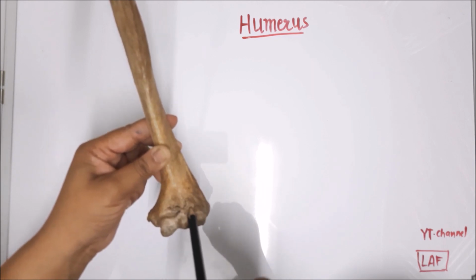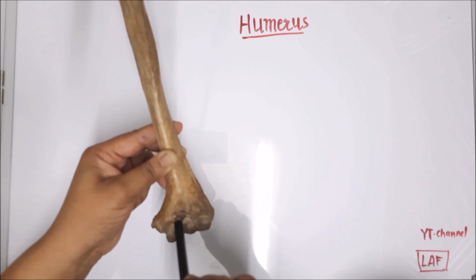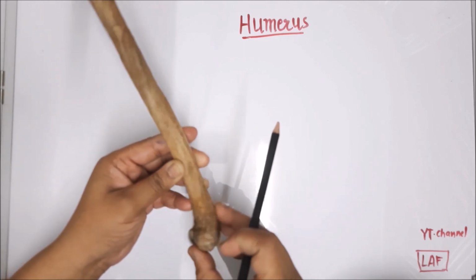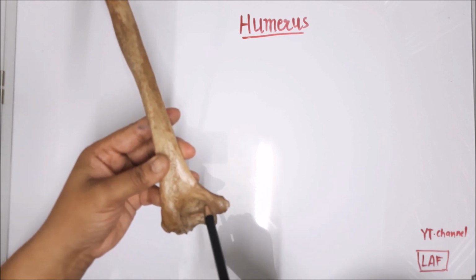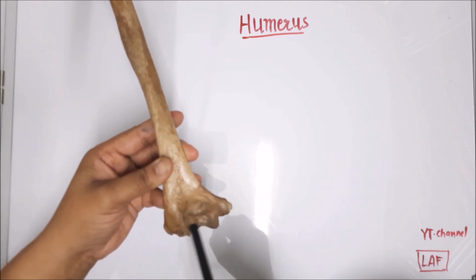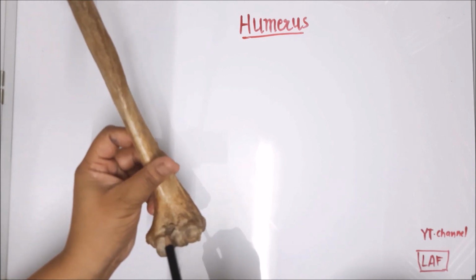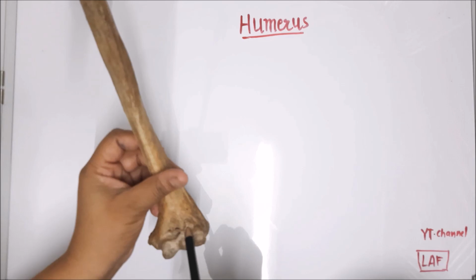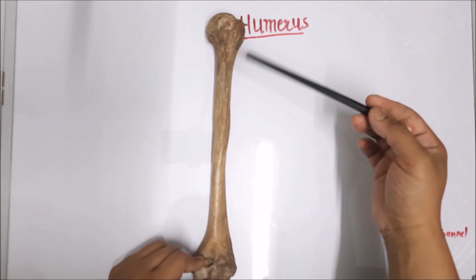Okay, just above the capitulum there is one fossa which is known as the radial fossa. Just above the trochlea is the coronoid fossa, and on the posterior side one larger fossa is there, which is known as the olecranon fossa. So three fossae are there: olecranon, coronoid, and the radial fossa. Now let us see the shaft.